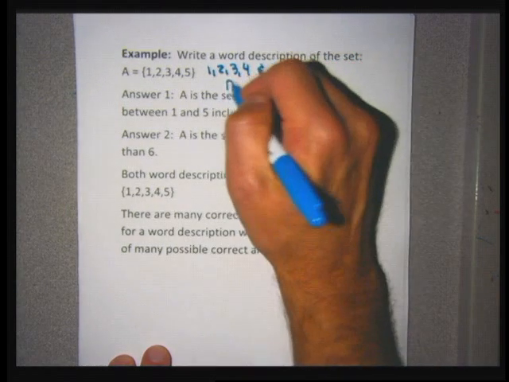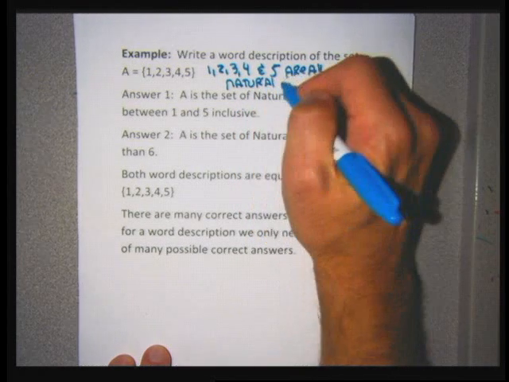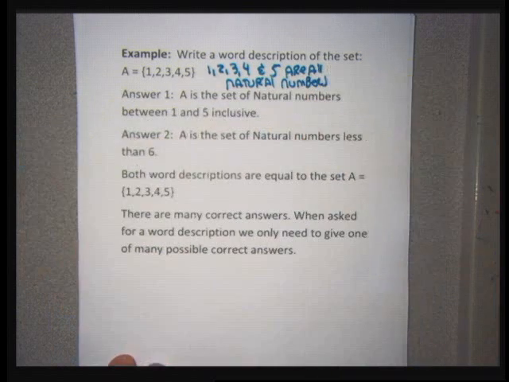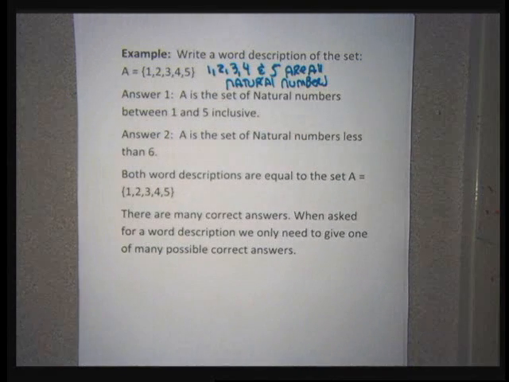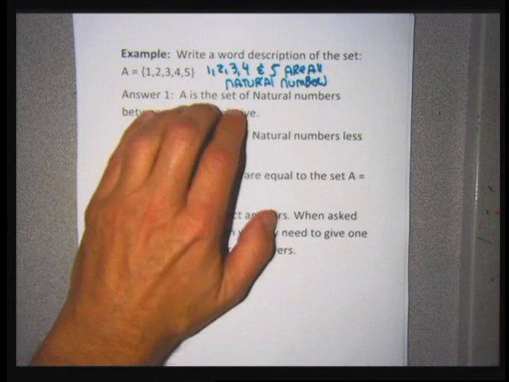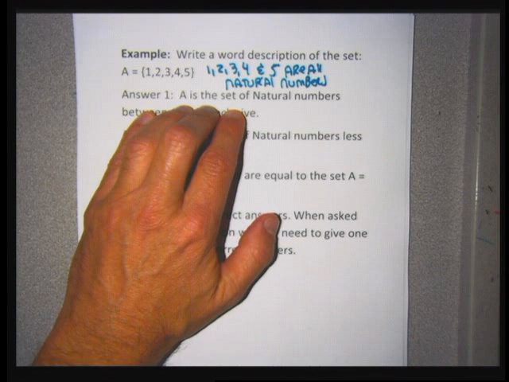So that might be a nice word to use in my word description, because somebody that reads mathematics and understands that natural numbers are the numbers from 1 kind of to infinity without fractions or decimals would like to see that word probably. So now, if I just said set A is a set of natural numbers, well, that would include the numbers 6, 7, 8, 9, 10, way too many numbers.